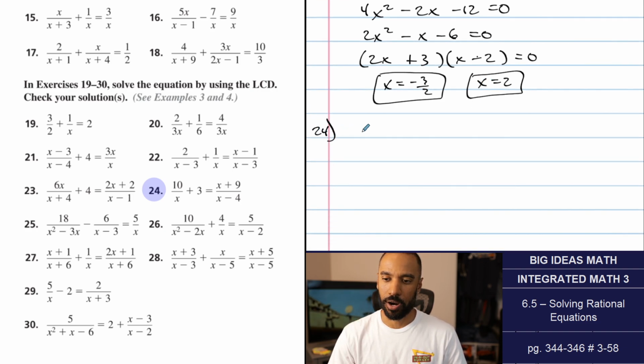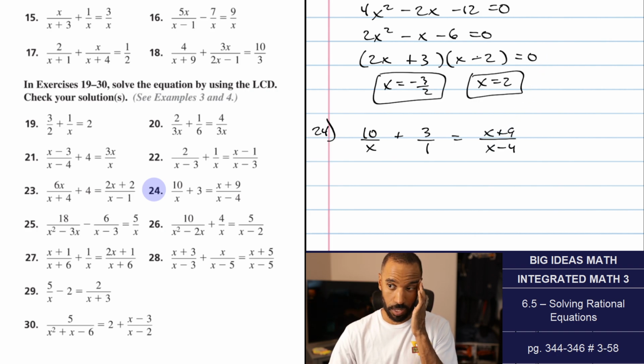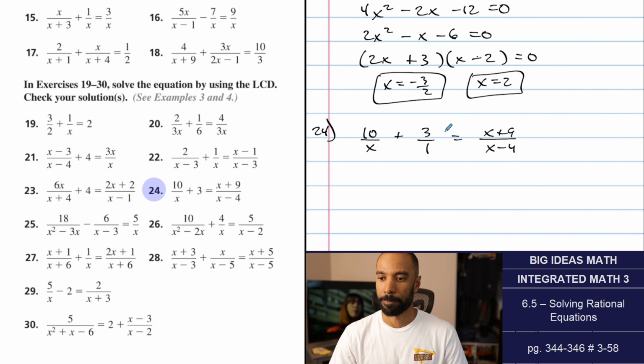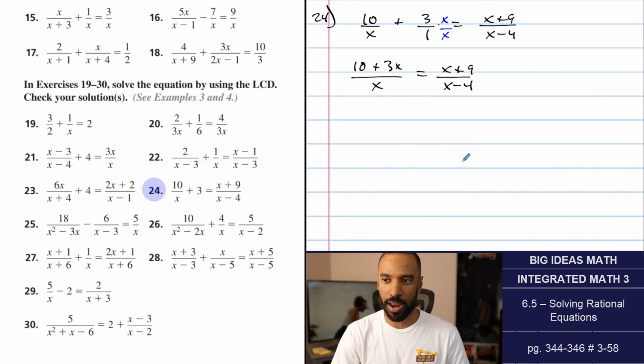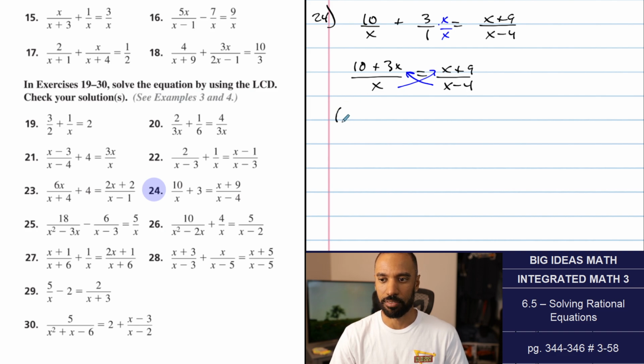All right, number 24. We have 10 over x plus 3 over 1 equals x plus 9 over x minus 4. I'm going to do a proportion one again. Hope you don't mind. I just want to bring one back again. So putting these all over x, you get 10 plus 3x all over x equals x plus 9 over x minus 4. I didn't change any of the denominator, I didn't cancel anything out, but now we can cross multiply from here. So just keep in mind, you're allowed to do this kind of stuff.